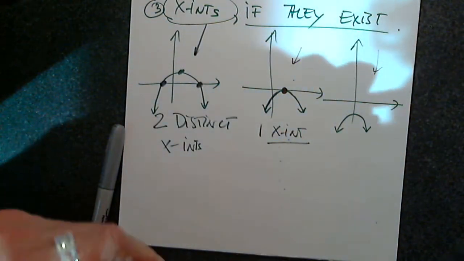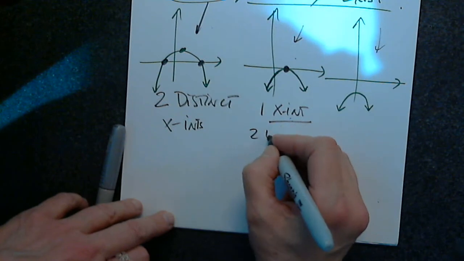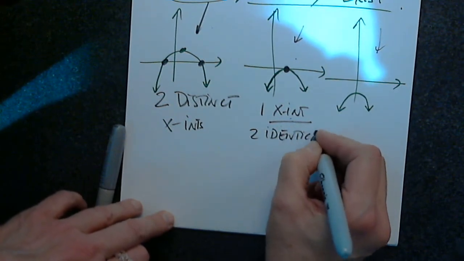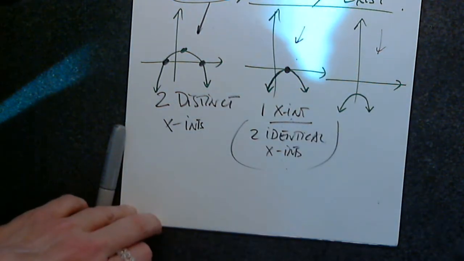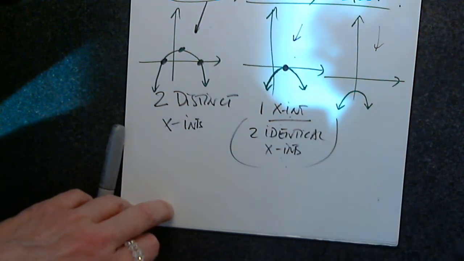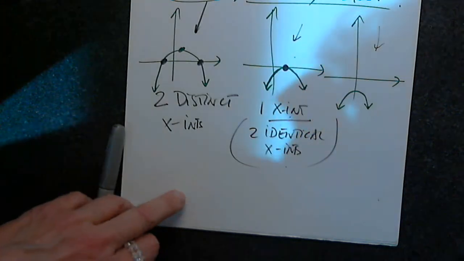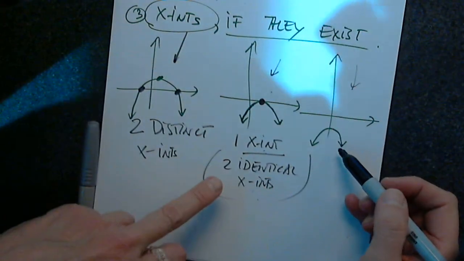You can write 2 identical x-intercepts. There is no need for that. But that's what happens here. Okay, perfect. Now, how many solutions here?